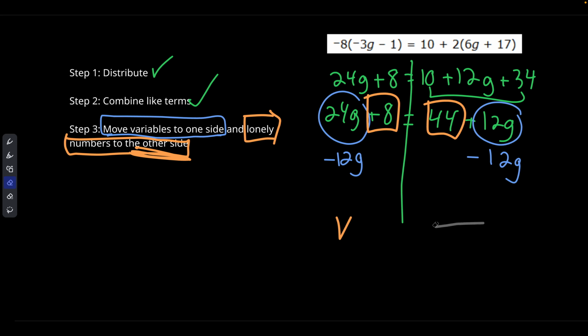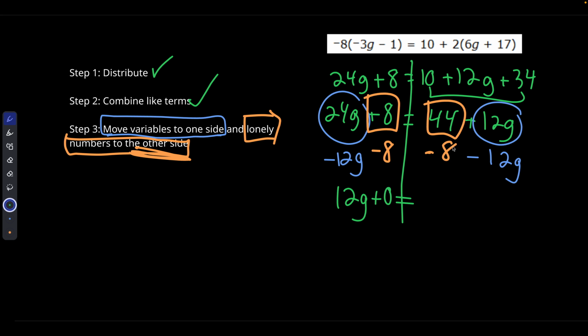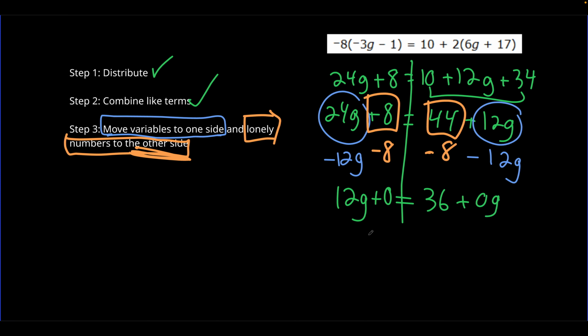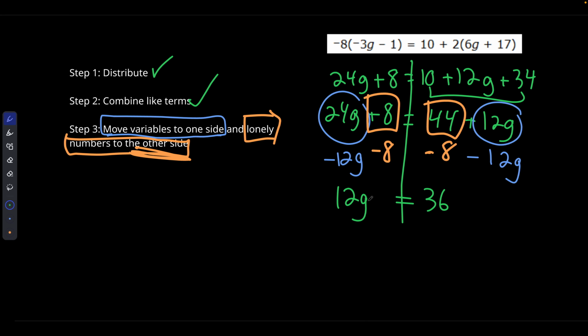So we do the same idea. What's the opposite of plus 8? I'm going to minus 8, and I'm going to do it on both sides. Now, we go straight down. 24G minus 12G is 12G. Positive 8 minus 8 is 0, equals 44 minus 8 is 36. 12G minus 12G is 0G. And now, 0G is just 0, and 0 is just 0. So we're going to drop those out of our problem here, and we're left with just this. We're going to leave it here for now, and I'll talk about how to solve it later in the lesson.